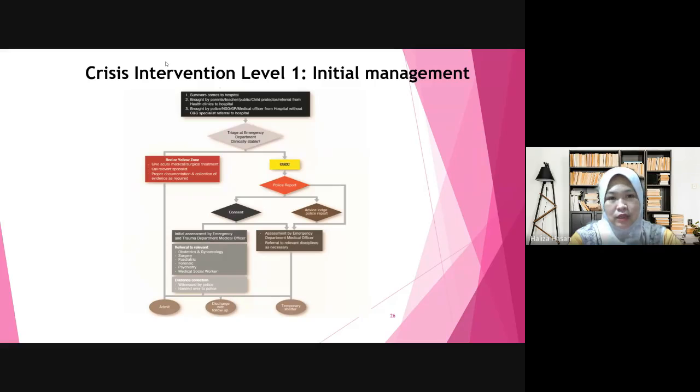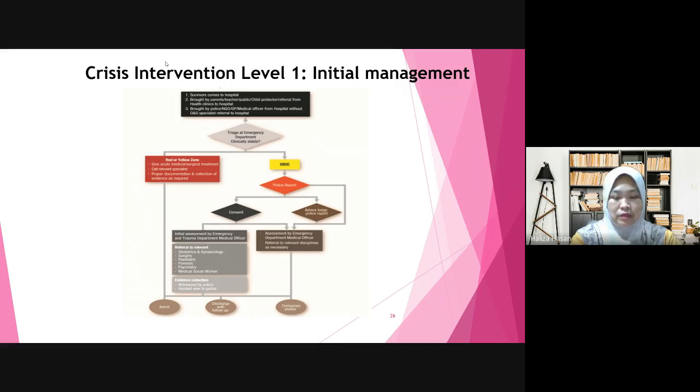So there are three levels. For the first level, crisis intervention level 1 for initial management. When the survivor comes to the hospital, they will go to the emergency department. We look at the severity, red or yellow zone.